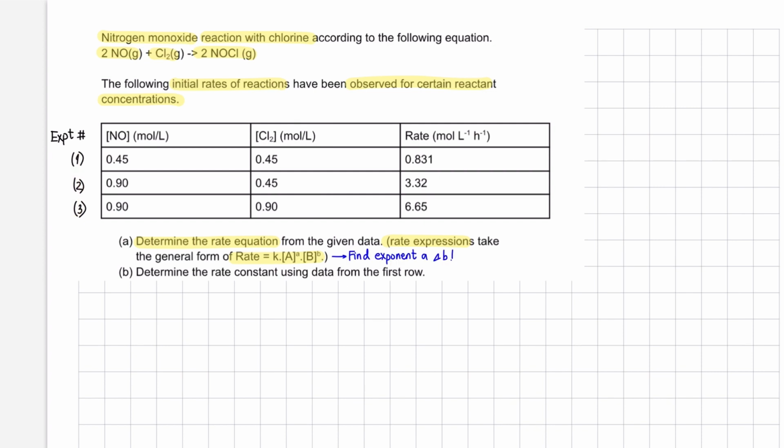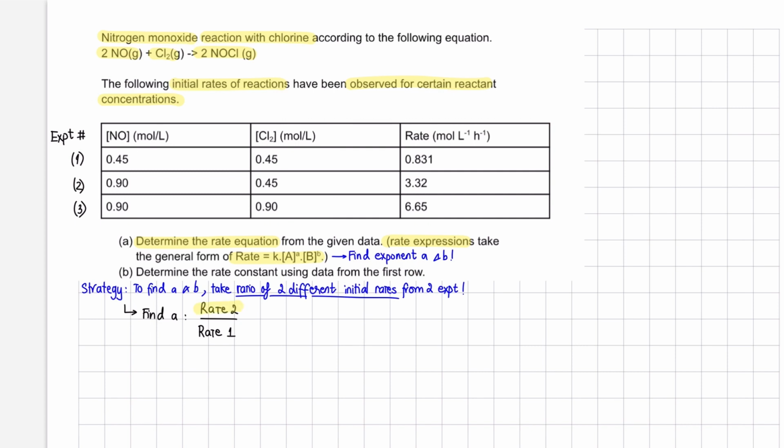Part A asks us to find the exponents a and b for the rate expression. Our strategy is to take a ratio of two different initial rates from two experiments. To find a, for example, I'm going to take the rate of experiment 2 divided by the rate of experiment 1. First, let's expand rate 2. That's K times concentration of NO in experiment 2 to the power of a times concentration of Cl2 in experiment 2 to the power of b.